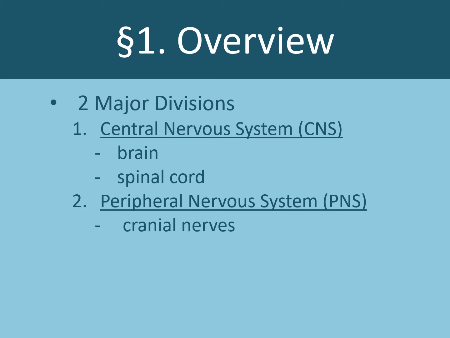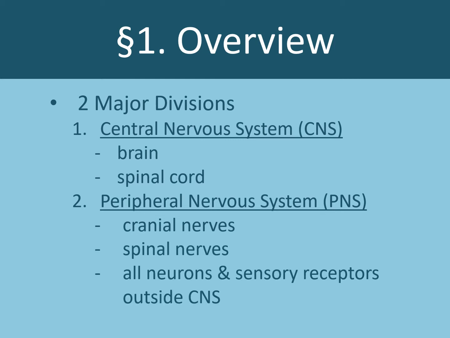The peripheral nervous system includes cranial nerves, spinal nerves, and all the neurons and sensory receptors that are outside of the central nervous system. So any of the sensory receptors in our skin, our eyes, our nose, our mouth, our ears, those are all part of the peripheral nervous system.